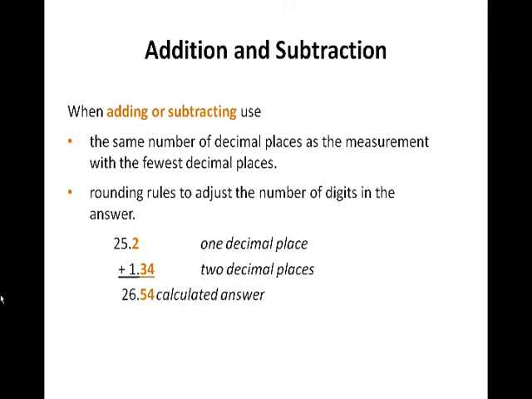Okay? So when we put this in the calculator, we get 26.54 out. Now we have to round it. We have to round it to match the one with the fewest decimal places. And so whenever we round that answer, we get 26.5. Notice that if it's 4 or less, we round down. If it was 5 or more, we would round up. Now here's how I write it.